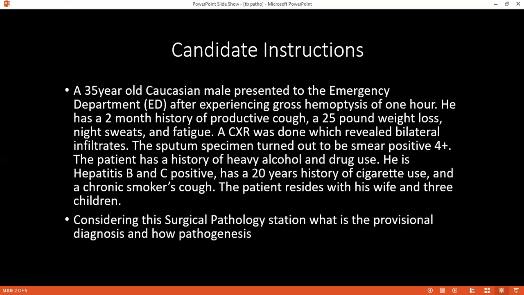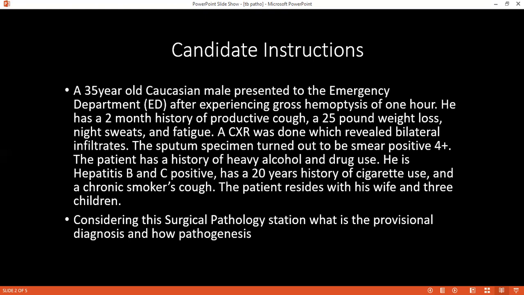The differential diagnosis for this patient is tuberculosis, and then maybe carcinoma of the lung. Okay, or any third option? Lymphoma. Okay, lymphoma, right. Can you tell me how you would go about confirming your diagnosis?